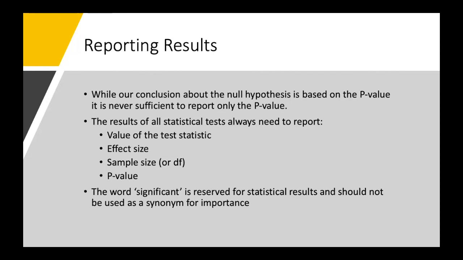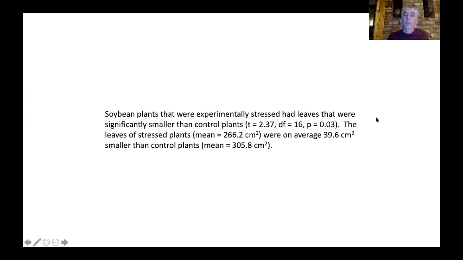The last bit of suggestions with respect to reporting statistical results is that we generally reserve the word significant to refer to statistical results rather than using it as a synonym for importance. So here we have an example of a statement from perhaps a results section of a paper that says that soybean plants that were experimentally stressed had leaves that were significantly smaller than control plants, followed by the results of the statistical test that we used in this case. The leaves of stressed plants were on average 39.6 centimeters squared smaller than control plants.